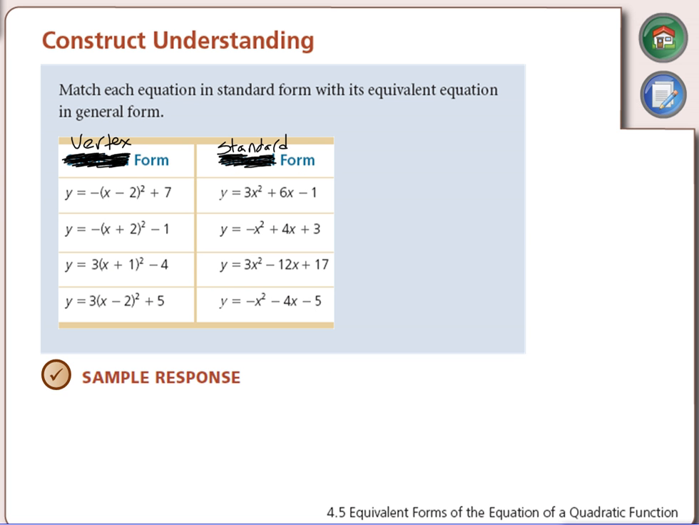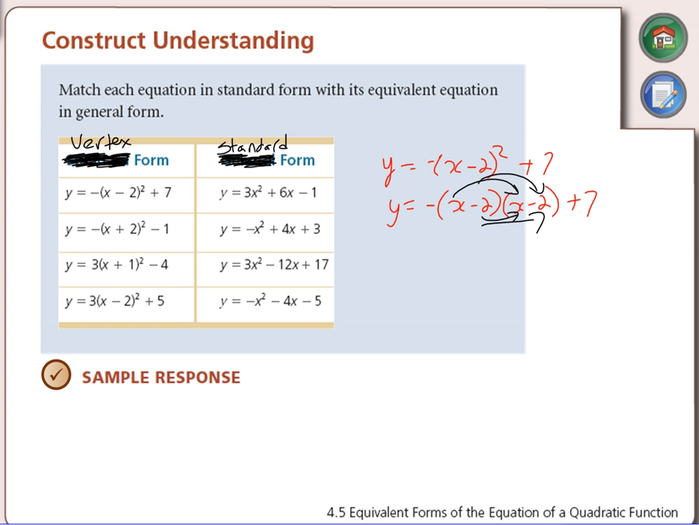Okay, looking at the two different forms we have. First column being the vertex form, second column being the standard form. All right, so we got to match them up. Well, there's a number of different ways of doing this. One way is to take your vertex form and just expand it. So y equals -(x minus 2) squared plus 7, and start expanding it. X minus 2 times x minus 2 plus 7, and distribute that out.